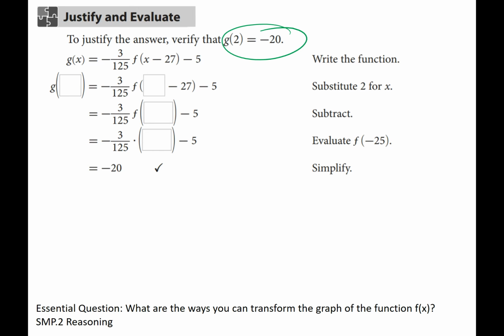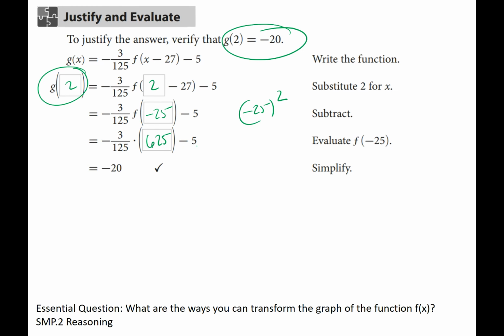So we're going to plug in the 2 for the x, both places where there was an x. And this is just notation. It says when we evaluate g of 2, what we're going to get is what's on the right side here. So 2 minus 27 is -25. Again, we need to apply the f function, okay? So we know that f of -25, remember f is x squared, so really -25 squared would be 625.